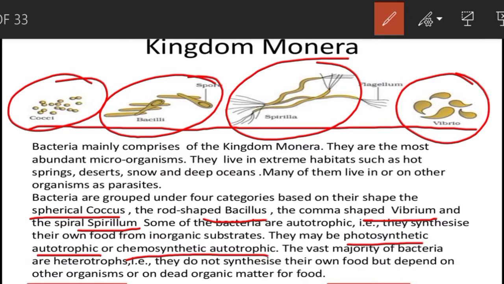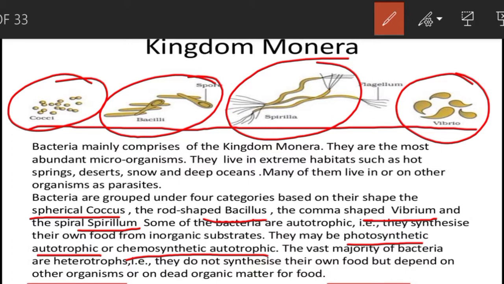Photosynthetic autotrophic bacteria have a green sunlight-trapping pigment which is called bacteriochlorophyll. These are found at the bottom of ponds and lakes. Bacterial photosynthesis does not release oxygen.